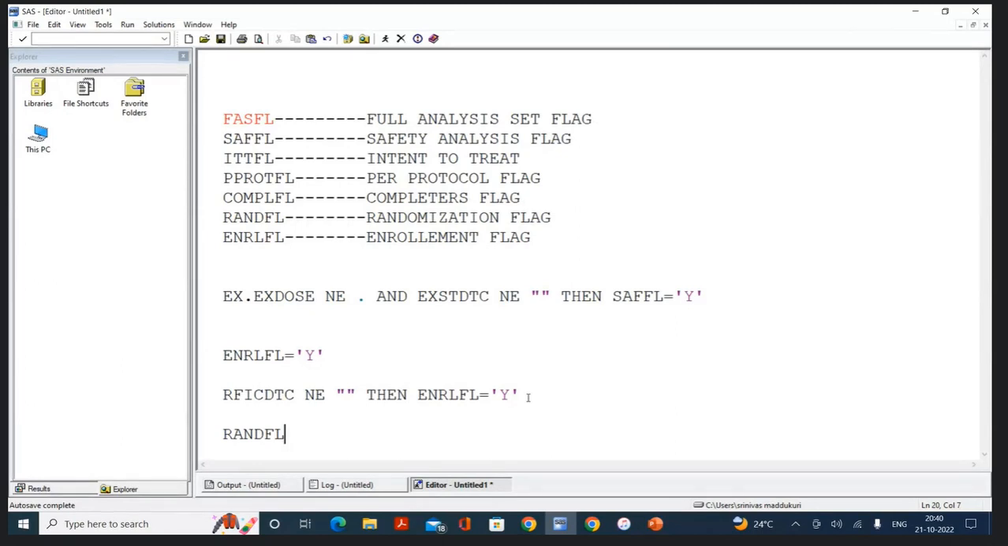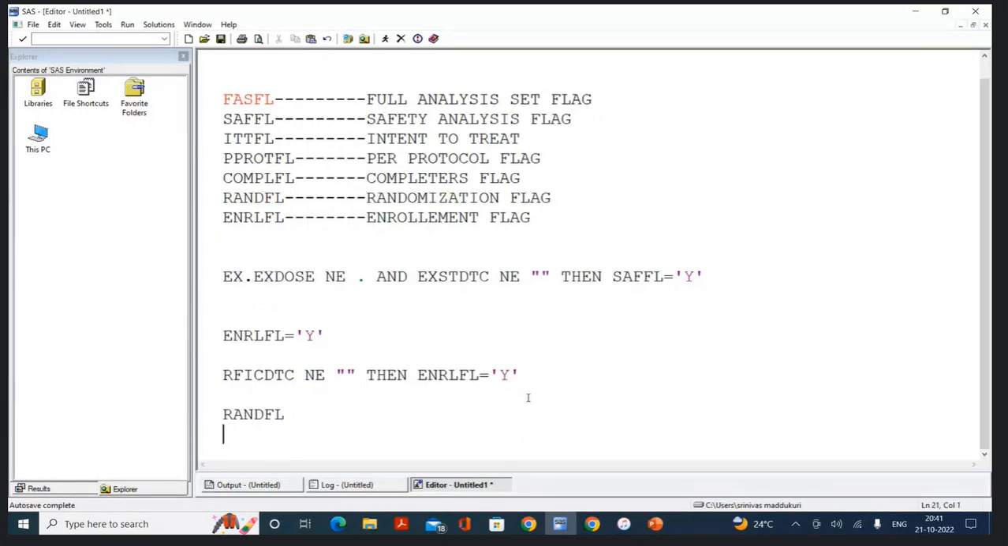Whoever successfully completed the randomization for that subject, RANDFL is equal to Y. How do you know that? From where can we get this information? Remember, we have a disposition data set. In the disposition data set, if DS term is equal to informed consent obtained and DS cat is equal to protocol milestone and DS SCDTC is not equal to missing value.